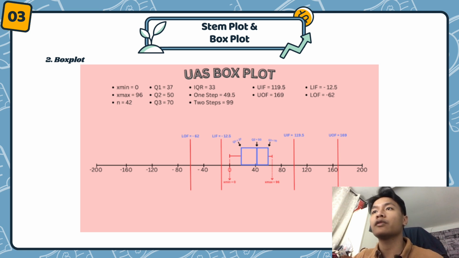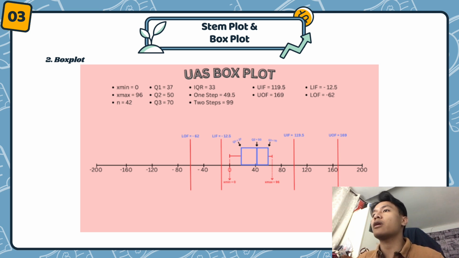That x min we got 0, and then x max we got 96, and then for the n it's still 42. Yeah, and then key 1 we got 37, key 2 50, and key 3 is 70. We can see that the values are quite different from the previous slide.